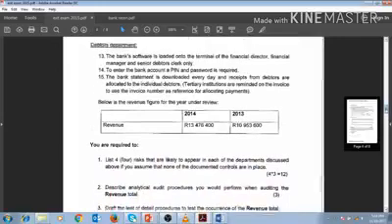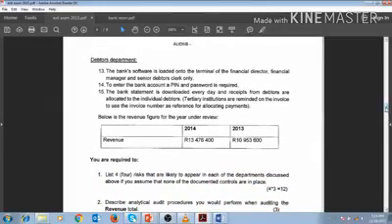Debtors department: the bank software is loaded onto the terminal of the financial director, the financial manager, and the senior debtors clerk only. To access the bank account, a PIN password is required. The bank statement is downloaded every day and receipts from debtors are allocated to the individual debtors. Tertiary institutions are reminded on the invoice to use the invoice number as reference for allocating payment. Below is the revenue figure for the year under review. We have the years 2014 and 2015.